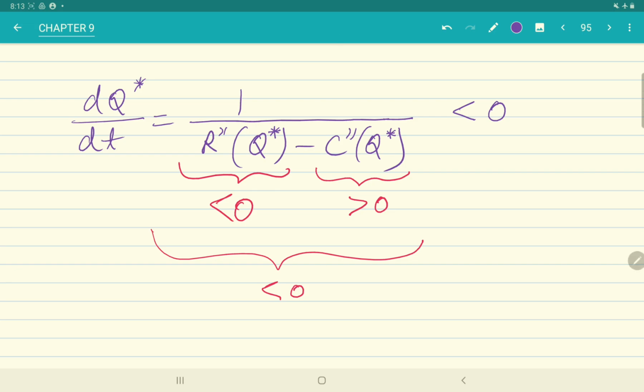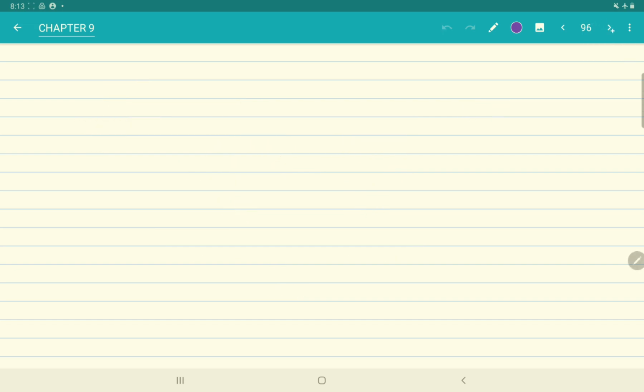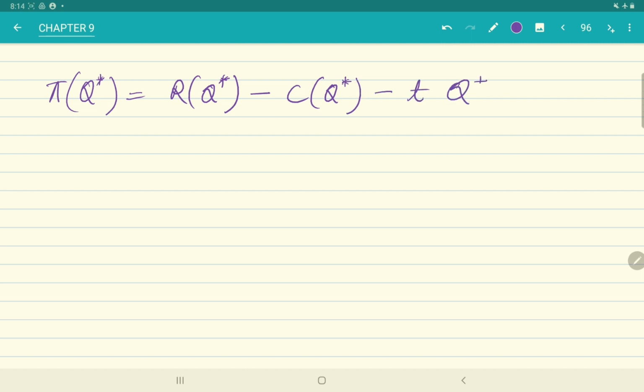Next, we have to compute the derivative with respect to t of the optimal value of the profit function, which is pi q star. So let me write pi q star first. Pi q star is nothing but r q star minus c q star minus t q star, and I have to differentiate this with respect to t, keeping in mind the fact that q star is also defined implicitly as a differentiable function of t.